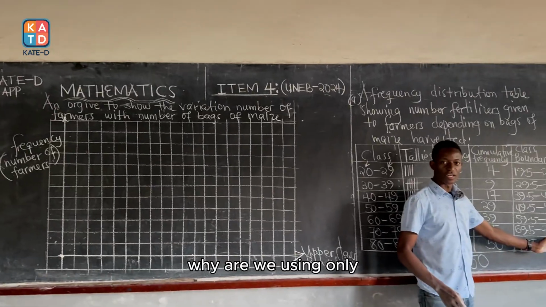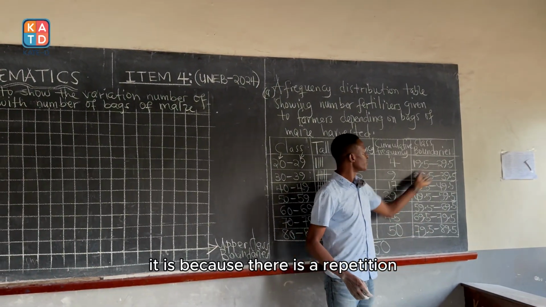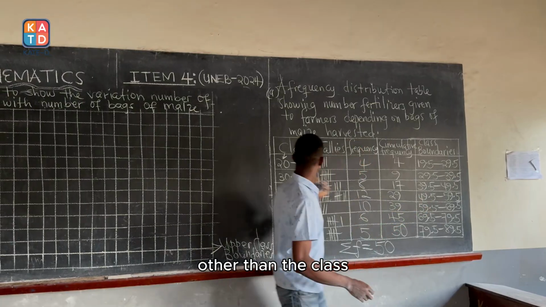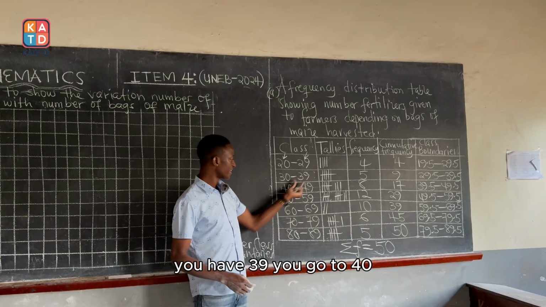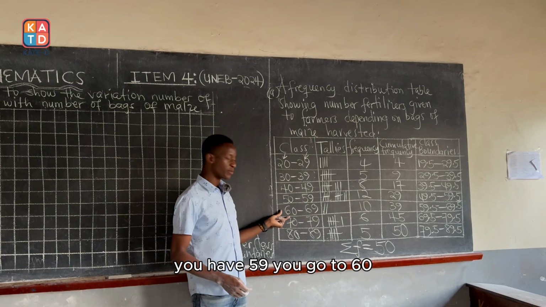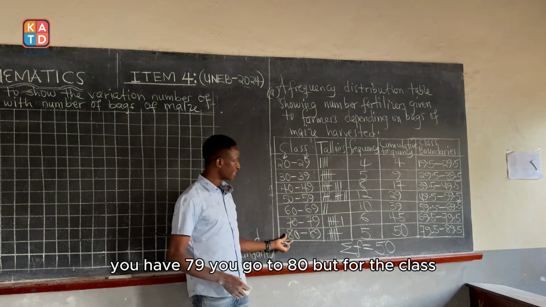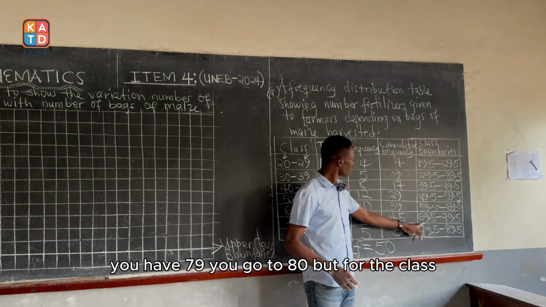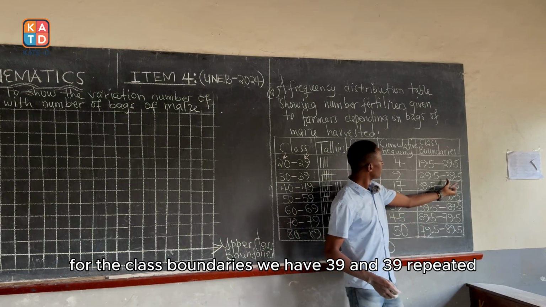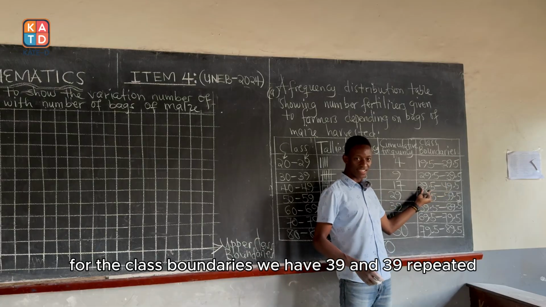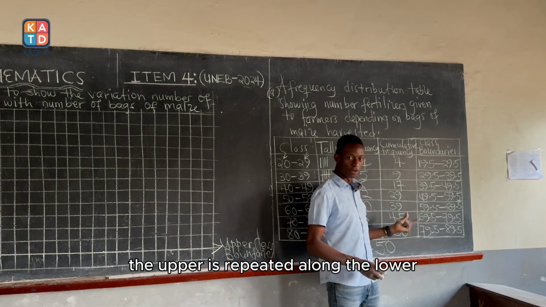Why are we using only upper class boundaries? It is because there is a repetition. Other than the class, which is not repeated at every stage. You have 39, you go to 40. You have 59, you go to 60. You have 79, you go to 80. But for the class boundaries, we have 39 and 39 repeated. The upper is repeated along the lower.